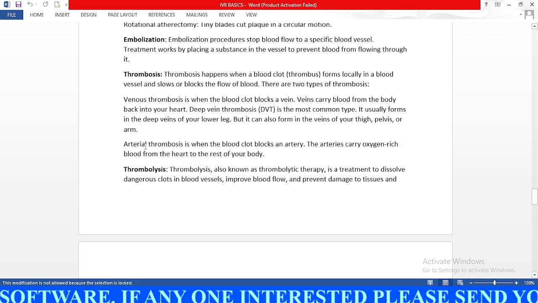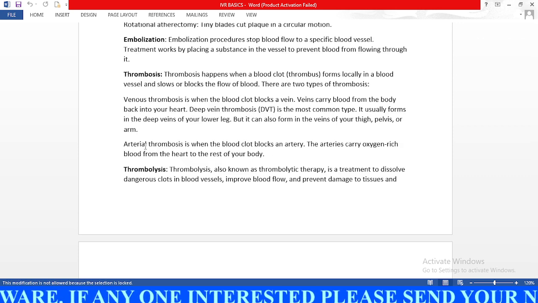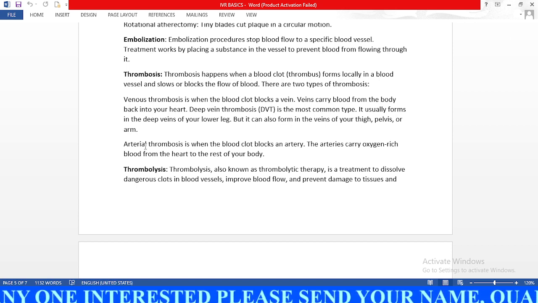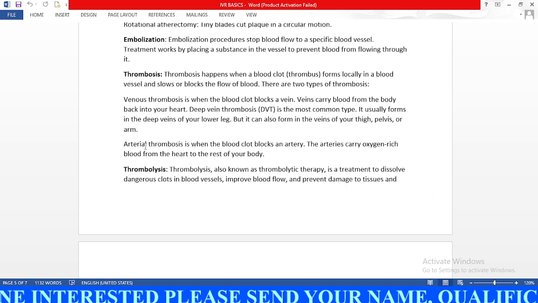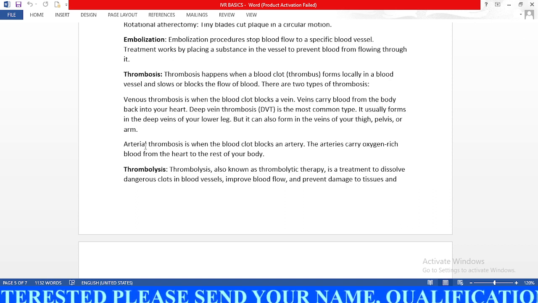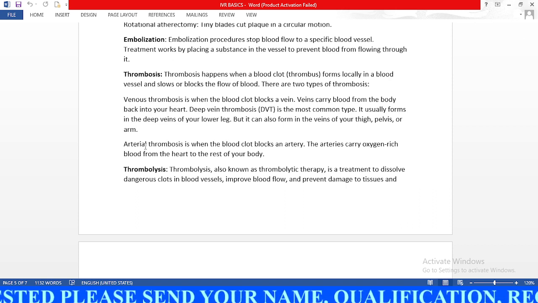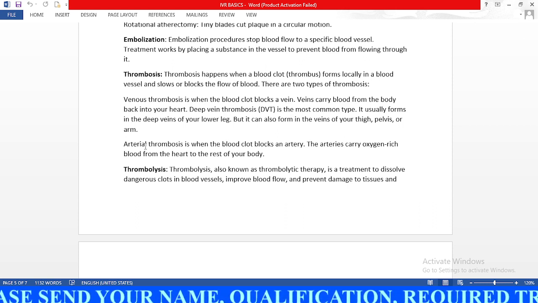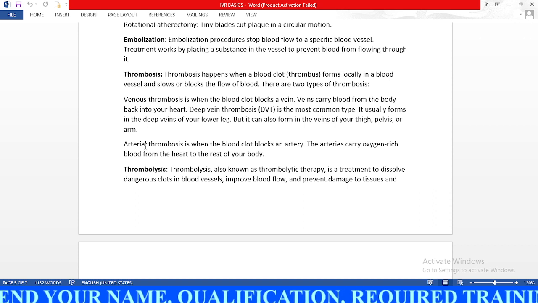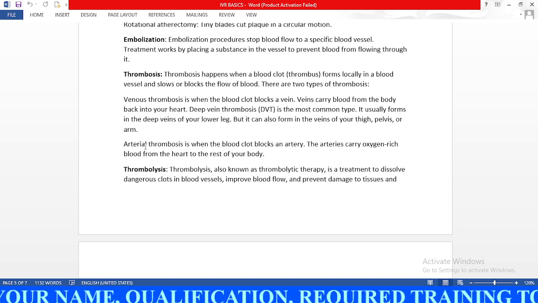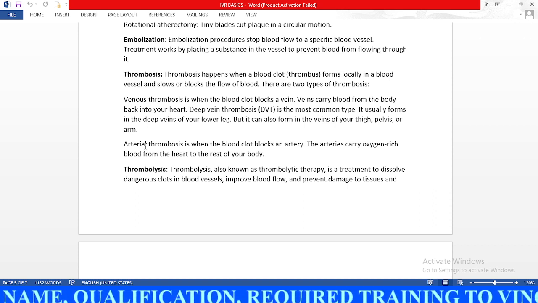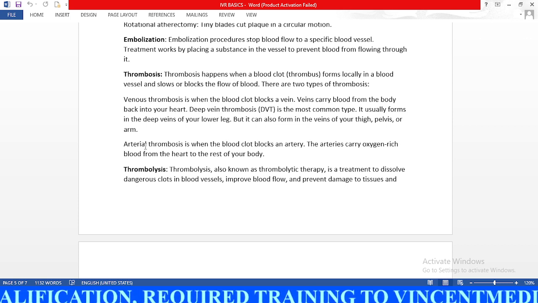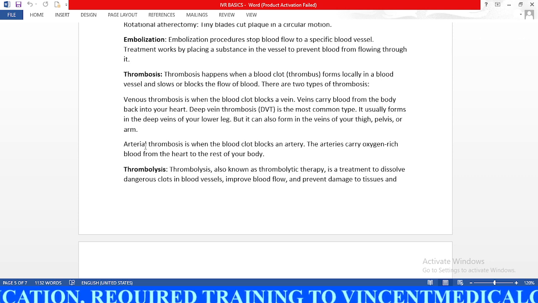So the next common therapeutic procedure in IVR is embolization. Embolization procedures stop blood flow to a specific blood vessel. The treatment works by placing a substance in the vessel to prevent blood from flowing through it. In order to stop the blood flow to other organs, based on the patient's condition, the physician will perform embolization, where the physician will put a substance in the vessel in order to stop the blood flow.